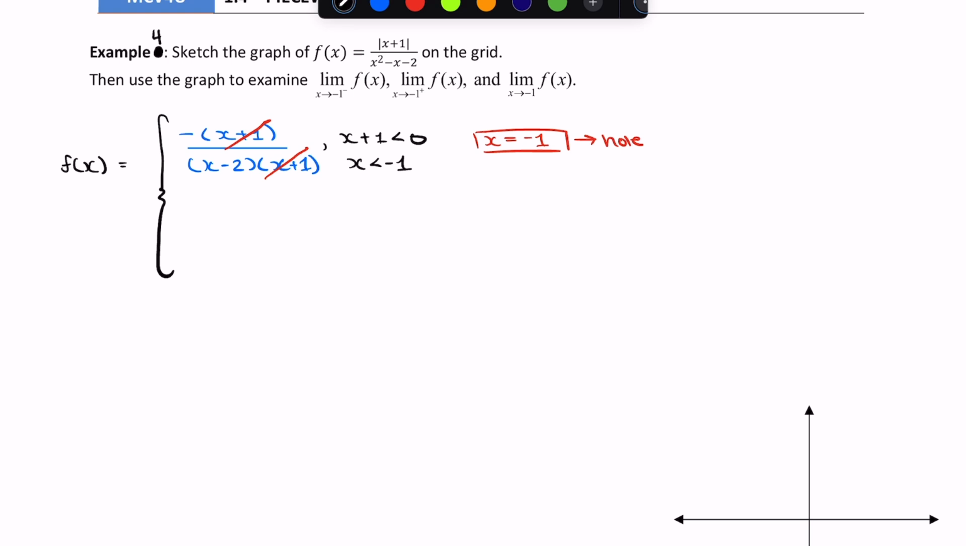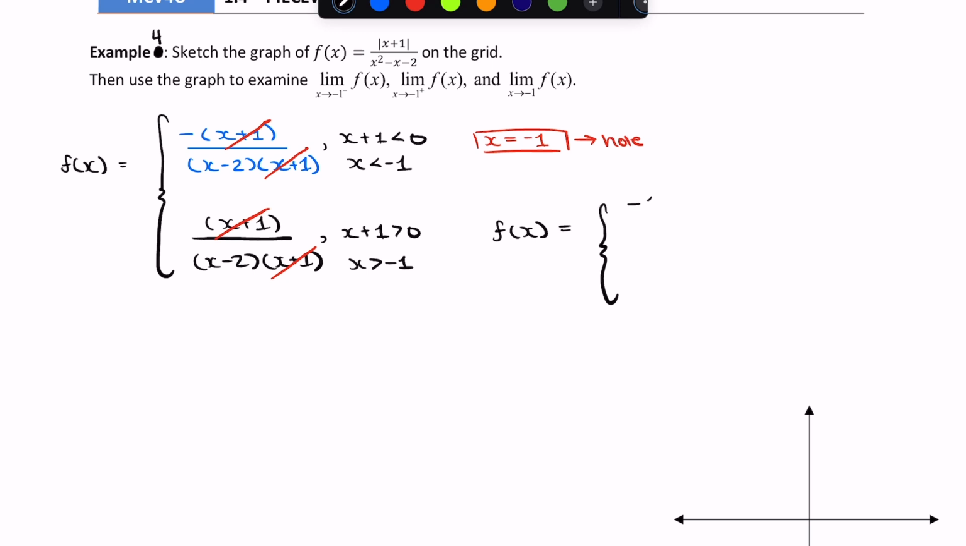Okay, and then for when x plus 1 is greater than 0, or x is greater than -1, here we see the same thing. Again, we have x plus 1 over x minus 2, x plus 1, and we see that the x plus 1 will cancel out here. And so if we rewrite this function, we can see that f of x is equal to -1 over x minus 2, and that's when x is less than -1. And we can see that it's 1 over x minus 2 when x is greater than -1.